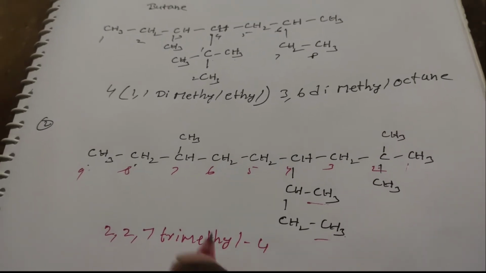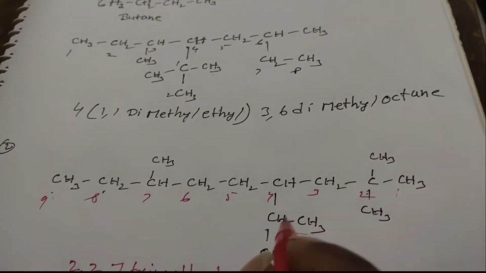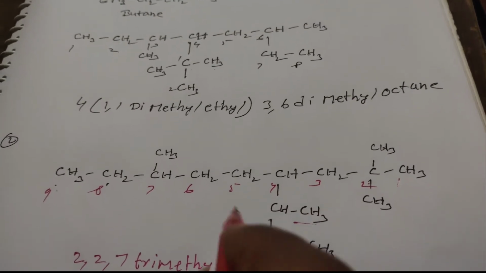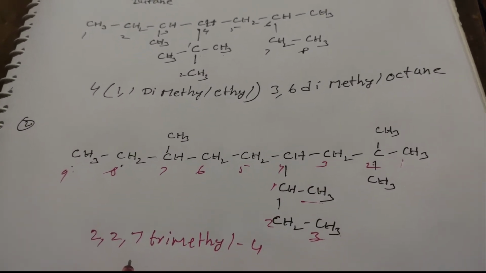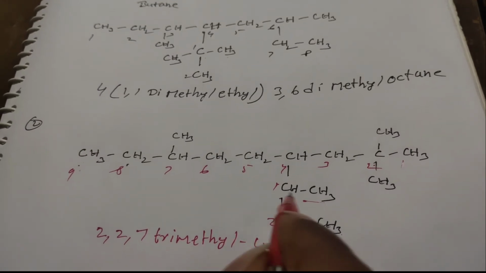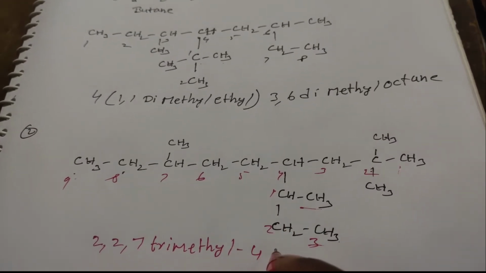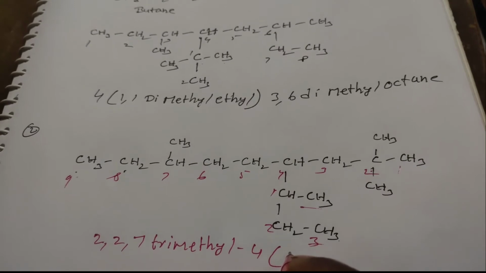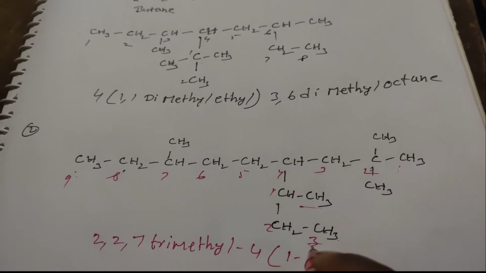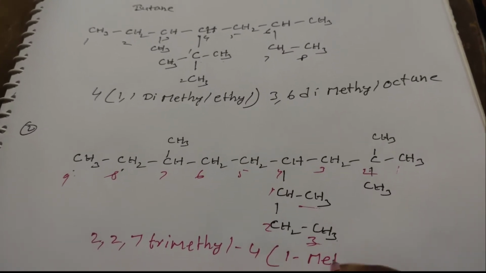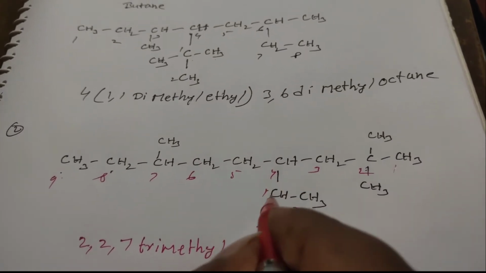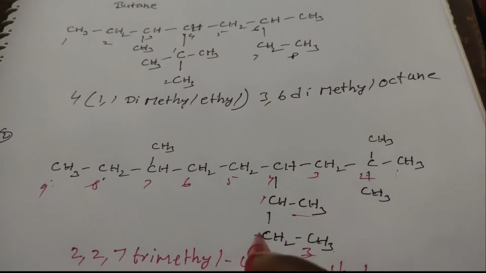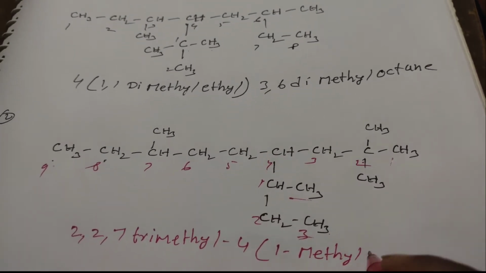And the fourth position. In the fourth position, again I am giving the numbering 1, 2, 3 on the side chain. In the first position they have a methyl group, so 1 methyl, and the number of carbons in the side chain is 1, 2, 3. So propyl.